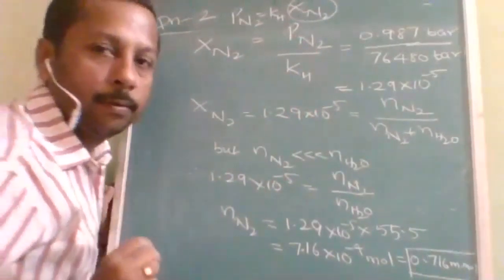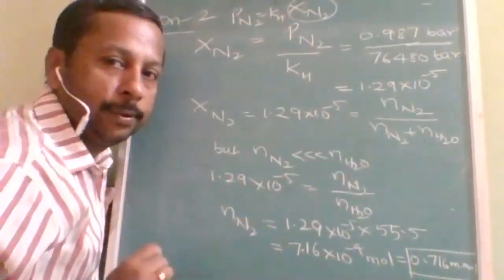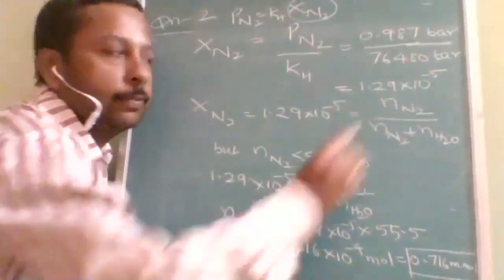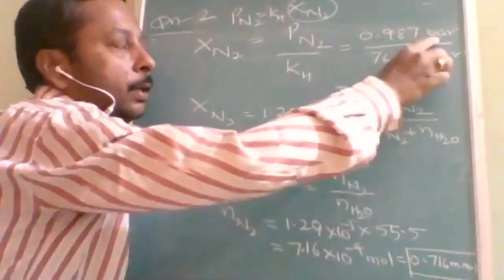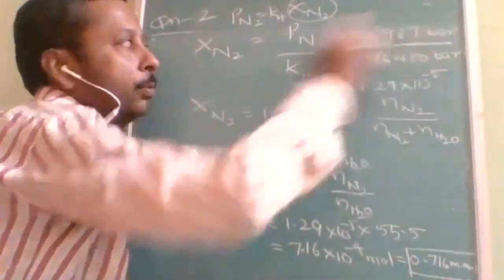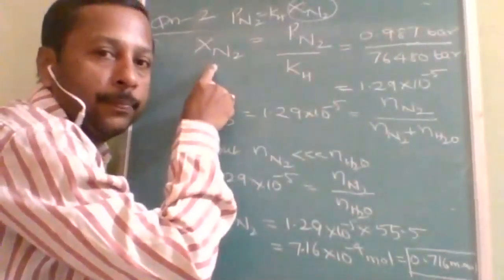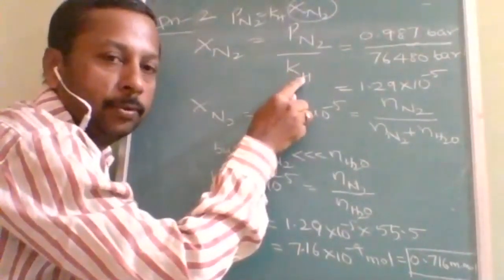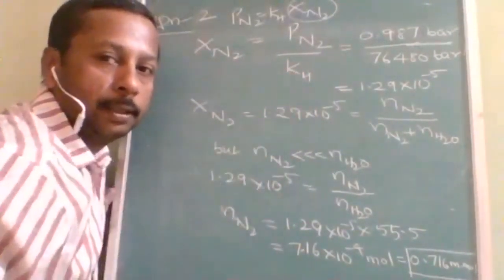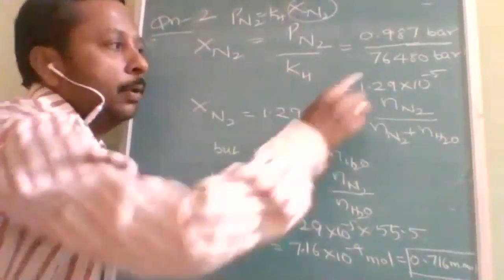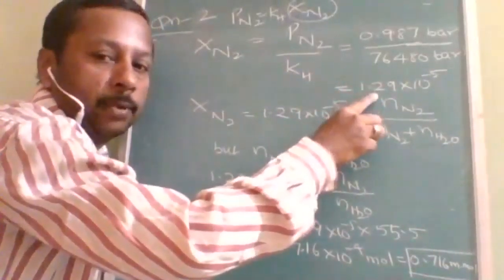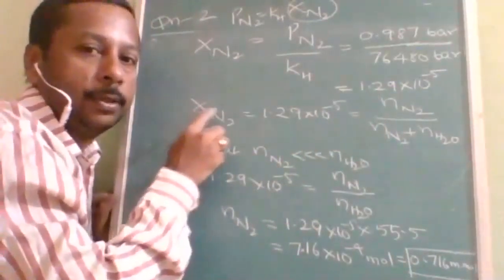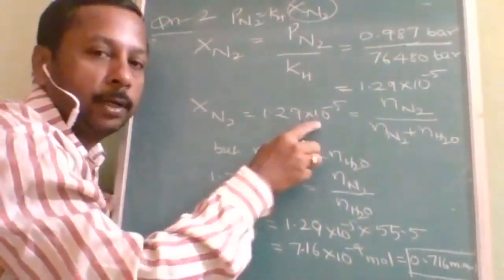One thing you have to be very careful about is units. It is given in kilobar, so I have changed it into bar, and this is already in bar. Make sure that mole fraction is unitless, so this unit and this unit must be the same so that both units get cancelled and you will get the correct answer. On dividing this, how much am I getting? 1.29 into 10 to the power of minus 5. So X N2 is equal to 1.29 into 10 to the power of minus 5.